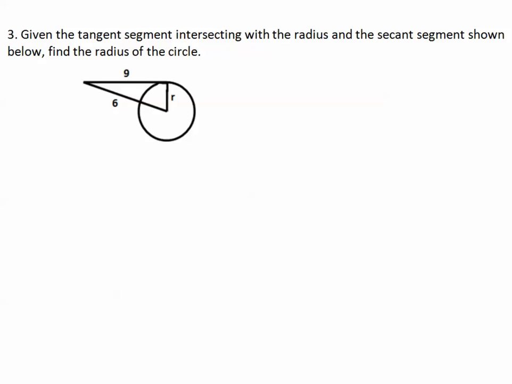Let's look at the third example. Given the tangent segment intersecting with the radius and the secant segment shown below, find the radius of the circle. Find the radius. So they told us it's a tangent. And remember, tangent is perpendicular to radius. So if this is a tangent, then it has to make a right angle with the radius.